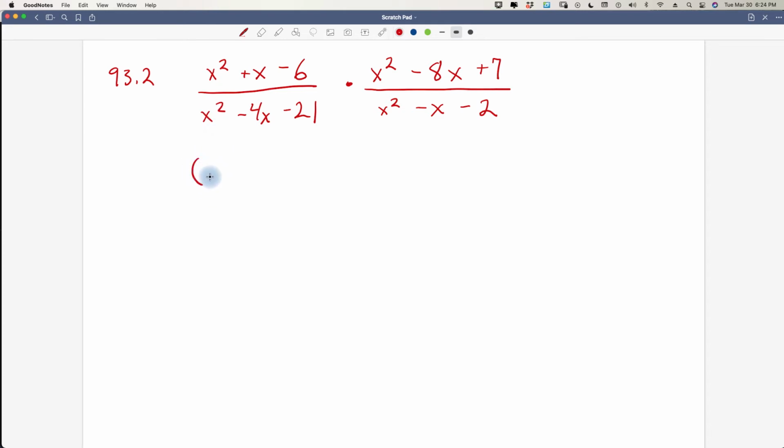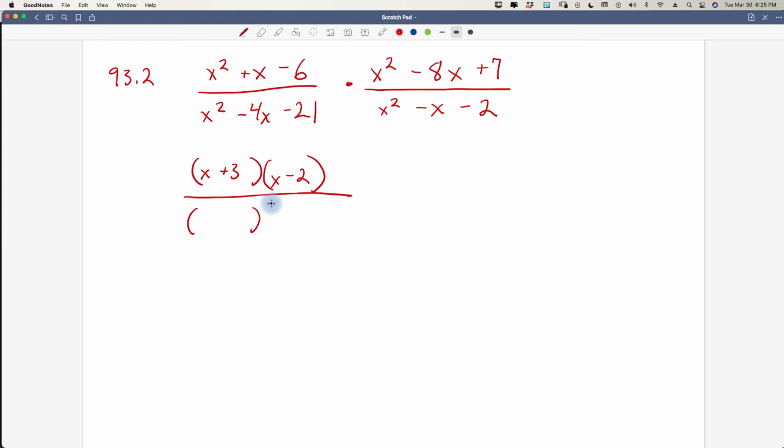So this first one, we can set this up. And I see the x, and then I see that we have a negative here and a positive here. So we need factors of -6. That leaves a positive 1. So positive 3 times a -2 gives us a -6. So we need to have a positive 3 and a -2. Okay?